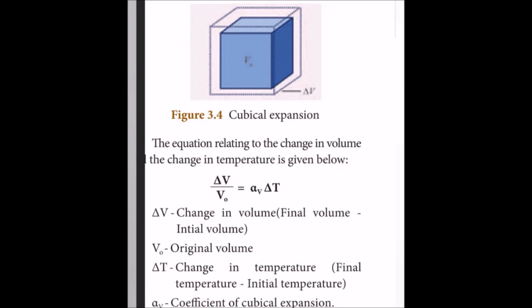The equation relating the change in volume and the change in temperature is del V by V naught equals alpha V into del T. It is the same as areal expansion and linear expansion. Del V is the change in volume and V naught is the original volume before heating, and del T is the change in temperature. Alpha V is the coefficient of cubical expansion.